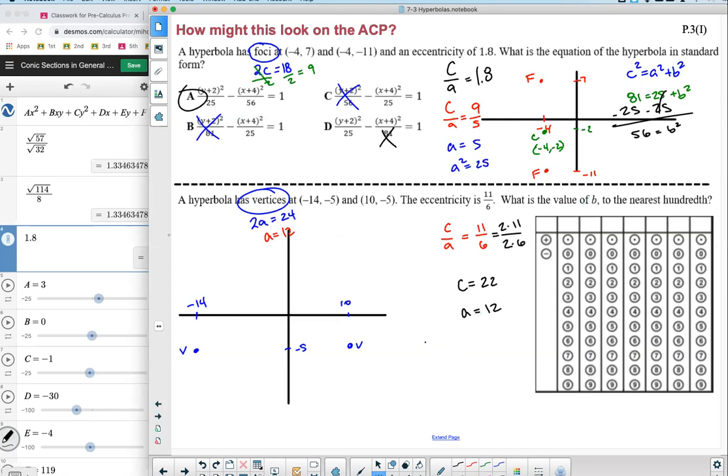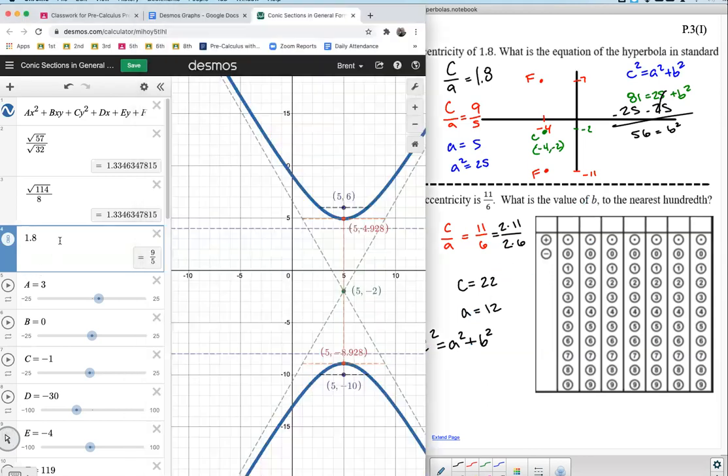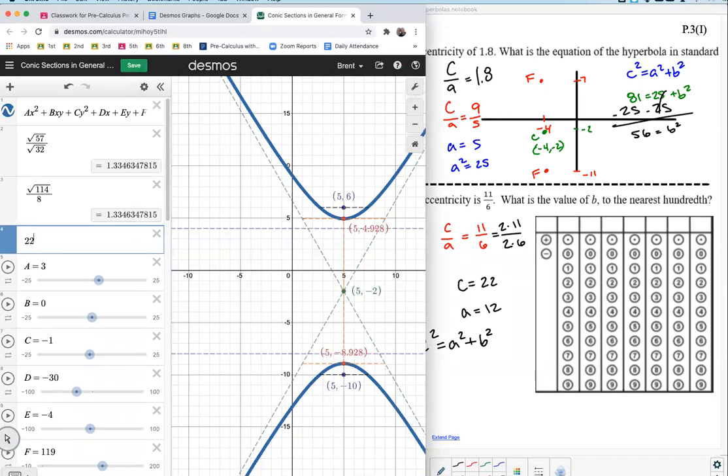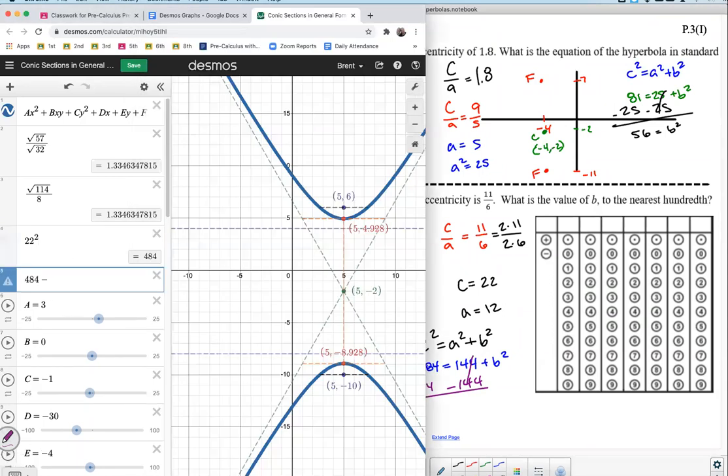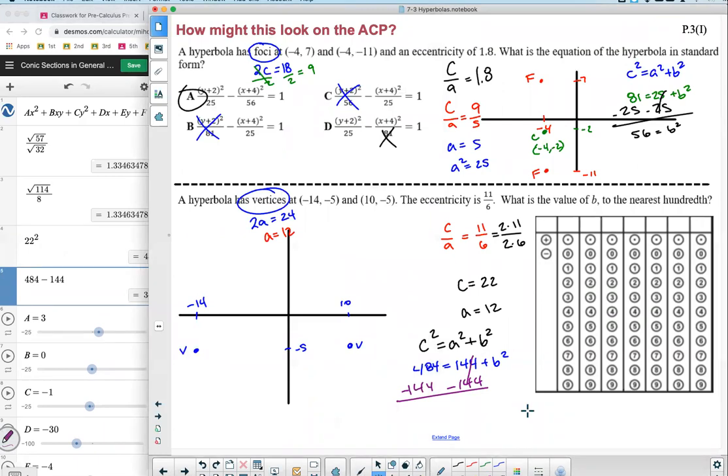Now it says, what is the value of B? I would use this formula to find B. So C squared is, I think, 444. Let's check that out. 22 squared is 484. Sorry, 484. So 484 will equal, A is 12, that's 144 when you square it, plus B squared. And finally, we would subtract the 144. So 484, that's ugly math. 484 minus 144 equals 340.